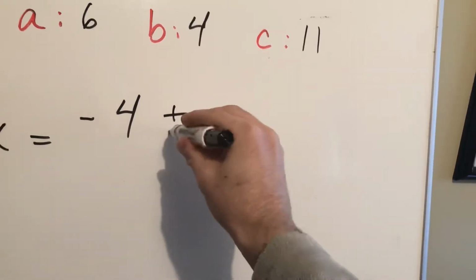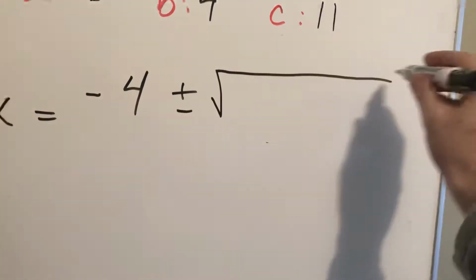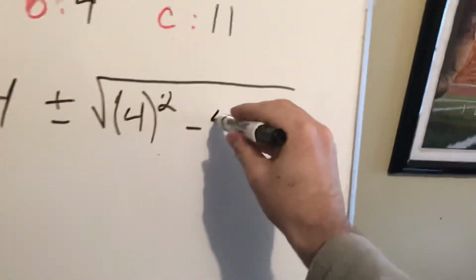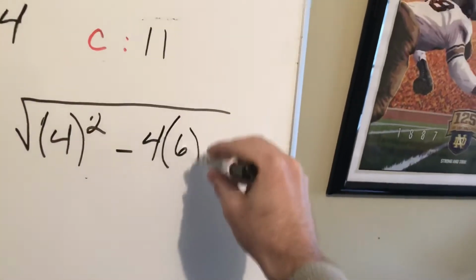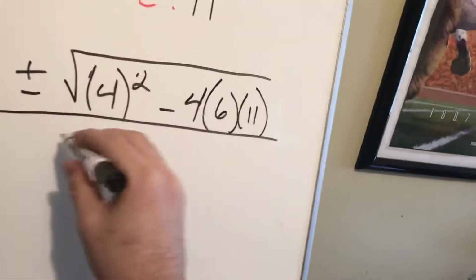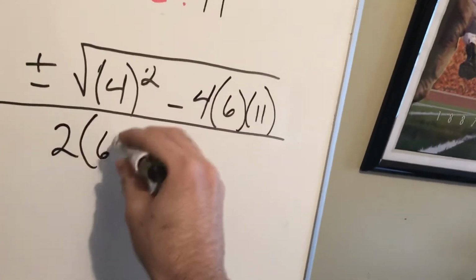Negative b plus or minus the square root of b squared minus 4ac. That's everything I've plugged in so far. All of it's over 2a, so 2 times 6.